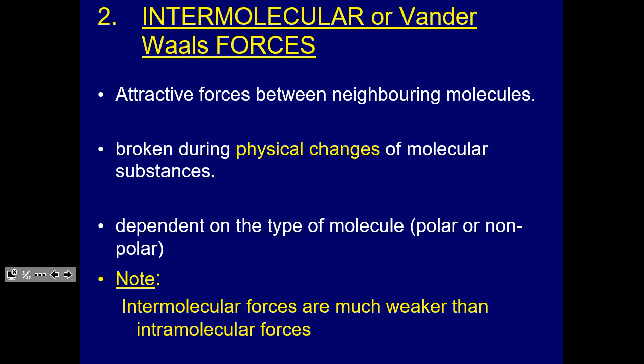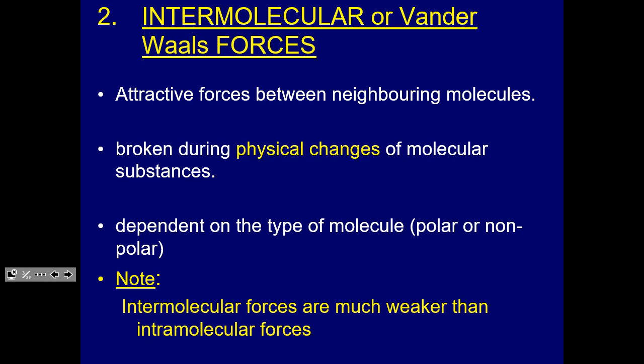So again, inter means between. They're the attractive forces between neighboring molecules. These are broken during physical changes. They depend on the type of molecule. So this is the type of thing that allows water to be liquid at room temperature, and then our methane gas, say, coming out of the tap of our Bunsen burner, why it's a gas, or even the lab bench, why it's a solid, all right?